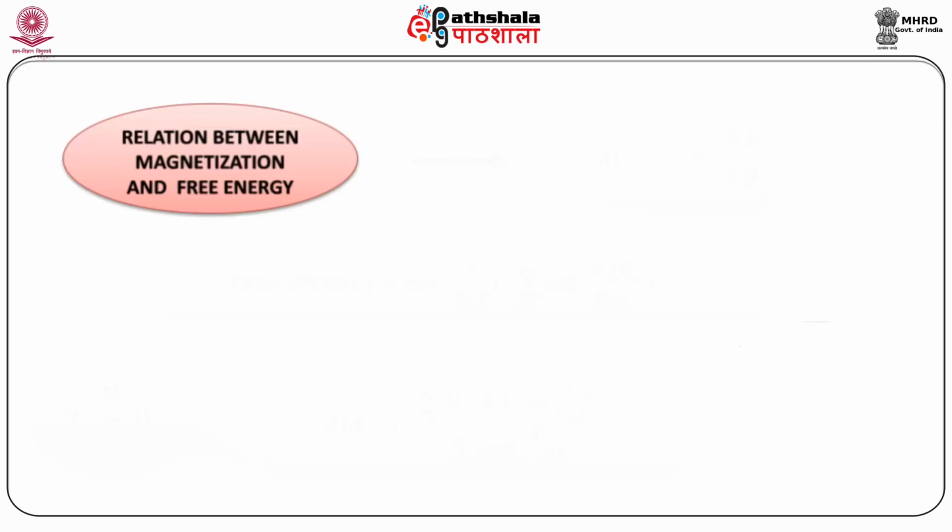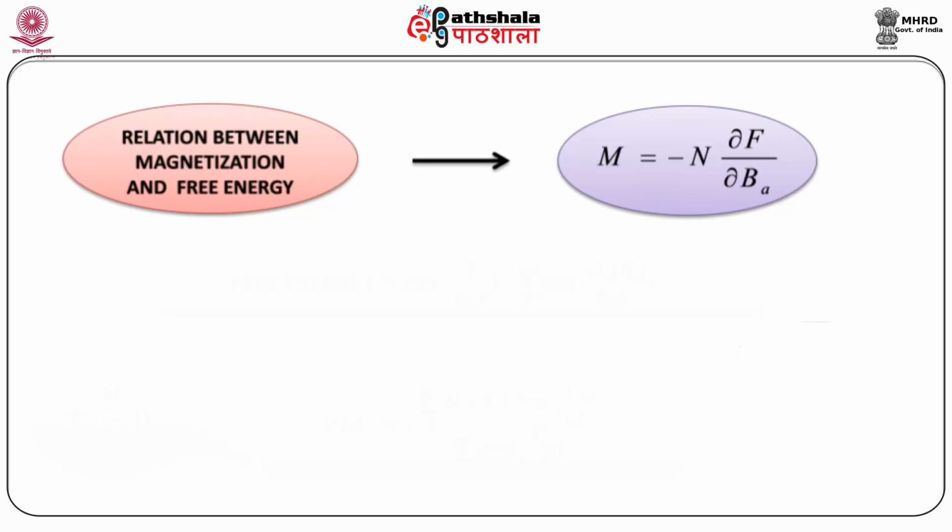Now, before proceeding ahead, we have written down the relation between the magnetization and the free energy. So the magnetization is related to the free energy F like this: M is equal to minus n times the partial derivative of F with respect to the applied magnetic field Ba. And here, of course, as we mentioned before, n is the total number of atoms or ions. Now, what about the free energy? We are repeatedly saying the Helmholtz free energy. So what exactly is this free energy?